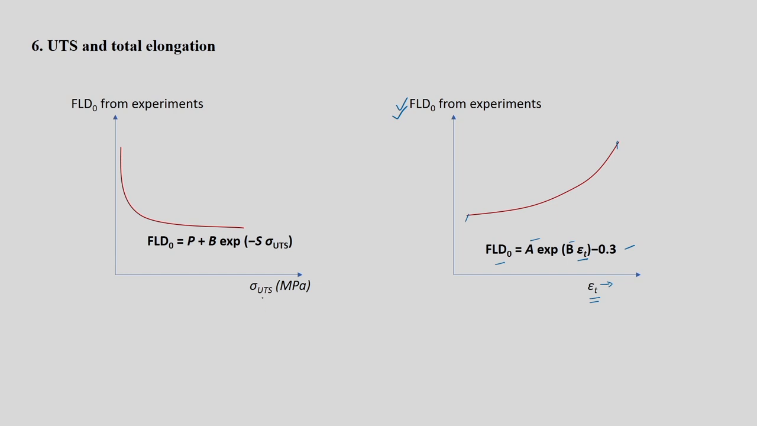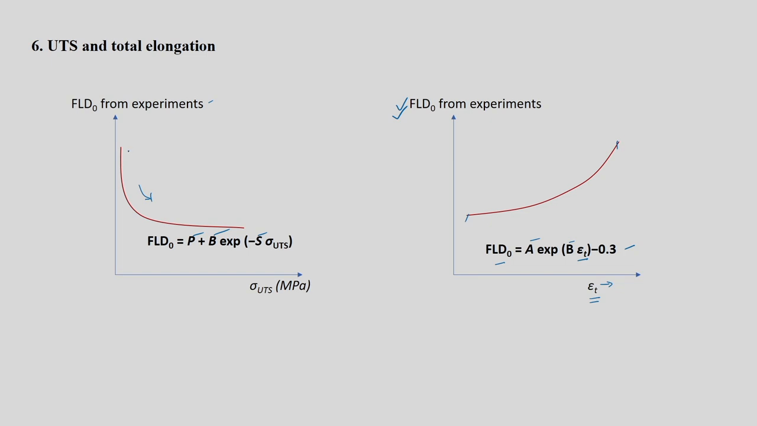Similarly, UTS can also be quantified, how it is going to affect the FLD 0, and again here lots and lots of experimental data has been plotted in one graph, and you will see that it is also exponential, but it is going to decay. So, increase in UTS will actually reduce the forming limit curve. I have just given a simple equation. FLD 0 is nothing but P plus B exponential minus S into sigma UTS, where P, B, S are all fitting constants. They are fit constants one has to get after fitting, after getting all the data.